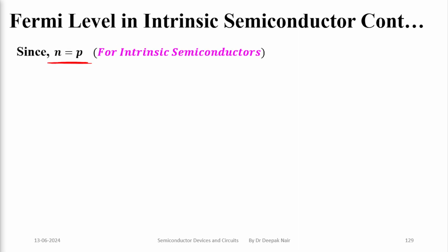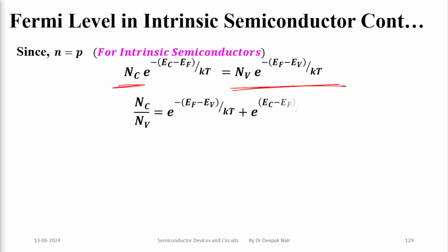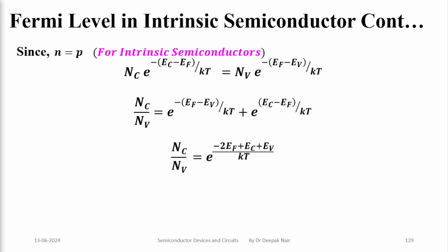Now, in the case of pure semiconductors, the number of holes and number of electrons are always equal. Therefore, if we equate these two equations and readjust the parameters accordingly, bringing Nv to the denominator and EC to the right side, we will get Nc upon Nv is equal to e to the power EF minus EV upon kT plus e to the power EC minus EF upon kT. Reshuffling the same equation, taking the common terms, we will get e to the power minus 2EF plus EC plus EV. The EF and EF got added, and EC and EV are there, so EC plus EV divided by kT.